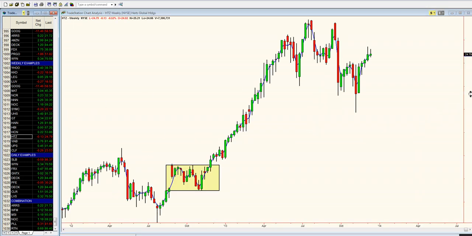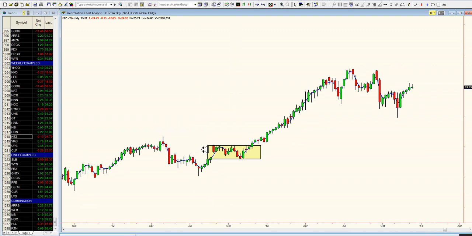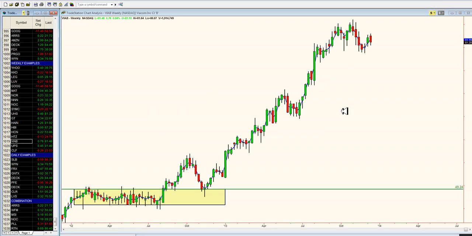HTZ, same, had a nice move here. Really didn't do too much. Consolidated here, broke out a little bit, came back, gave a lot of that back, and then in September, October, November, December 2012, built that box and then took off, back in another box again.